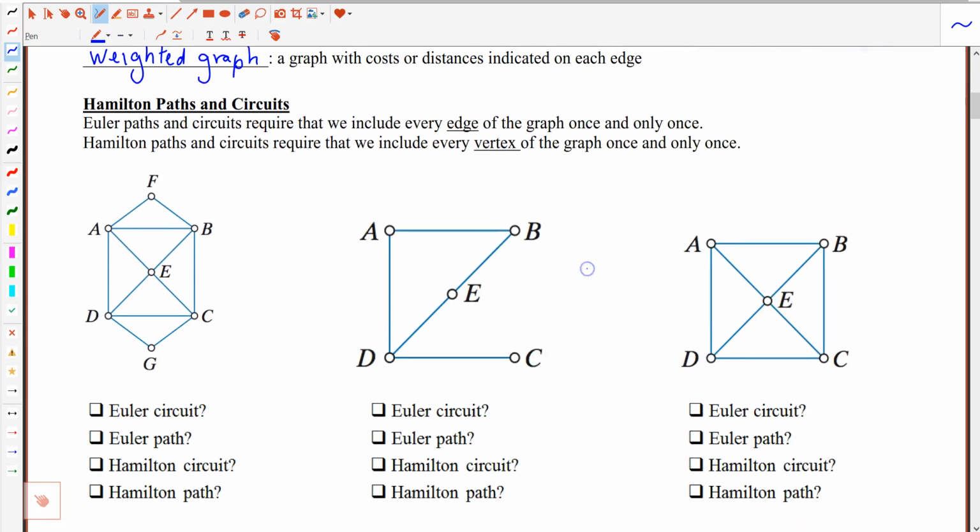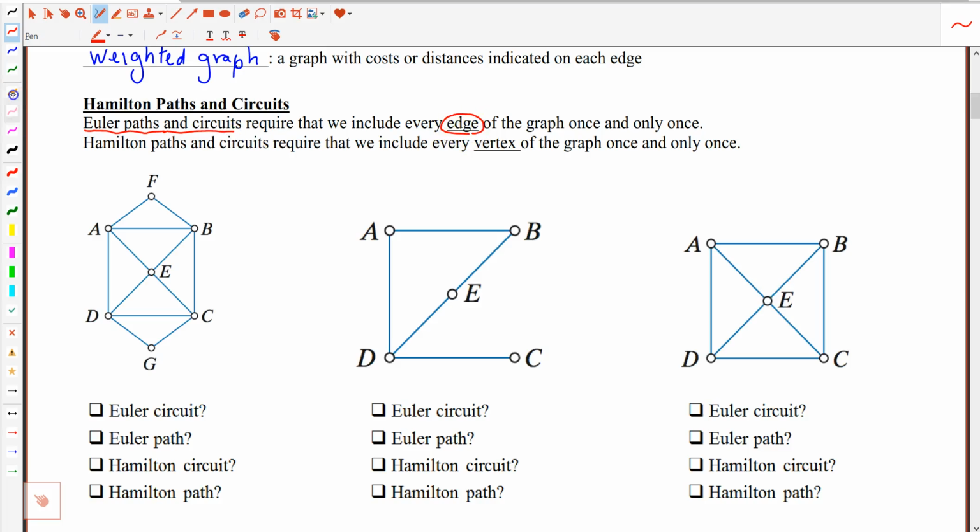So this is where we're going to talk about Hamilton paths and circuits. Now, to contrast Euler paths and circuits, which is what we were doing previously in this course, Euler paths and circuits require that we include every edge of the graph once and only once.